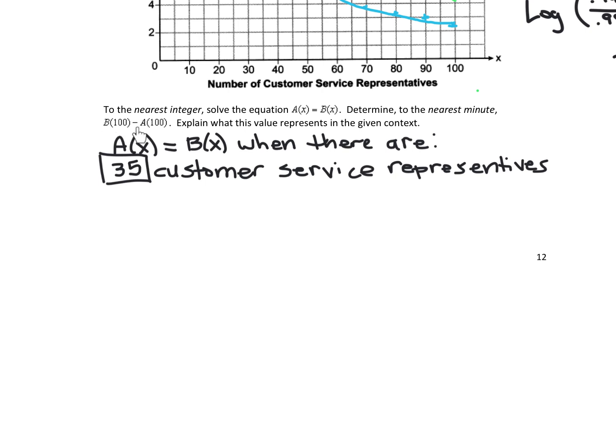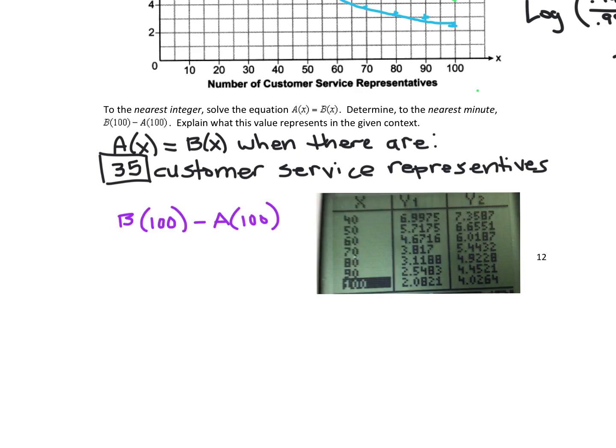Okay, the last part of the question wants us to determine to the nearest minute what B of 100 minus A of 100 is equal to. Okay, so by looking at the table of values, we could see that, right, this was B of x. So for B of 100, it's equal to approximately 4.0264, right, that's rounded. And for A of 100, it's equal to approximately, I don't know why I wrote equals. That right there? Let me erase that. There we go, minus.